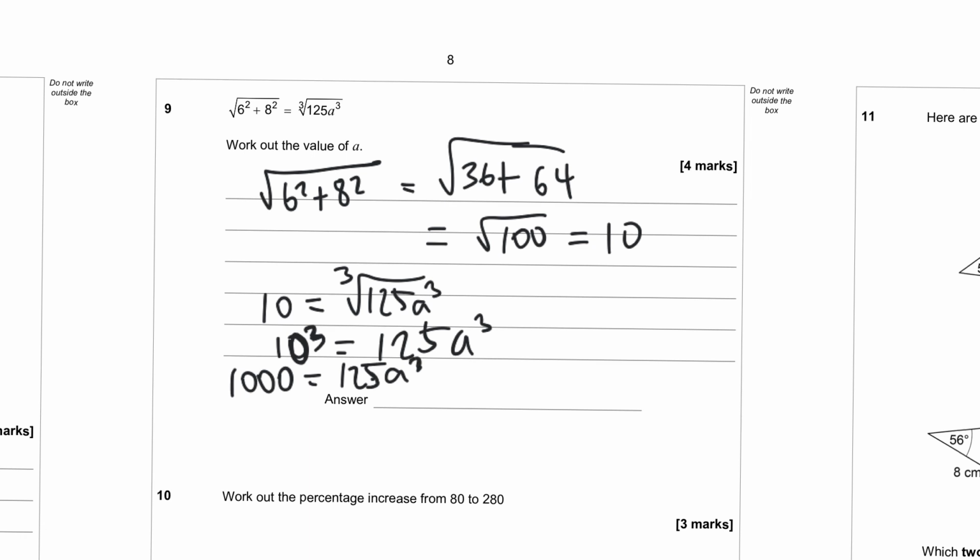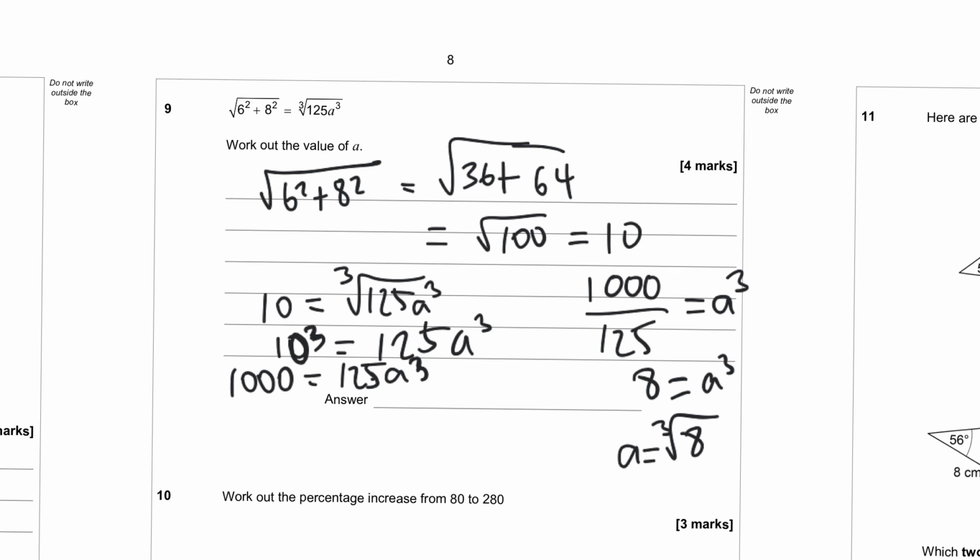125a cubed. I'm just going to write it over here so you can see it clearly. So we know that that's equal to that. Then the next step is if we do 1,000 divided by 125, that's going to give us the answer of a cubed. We know if we did that calculation, we would be left with an answer of 8. And therefore, to work out what a is, we need to work out the cube root of 8, which is 2. So a is equal to 2. So that's one way that you could have worked it out.